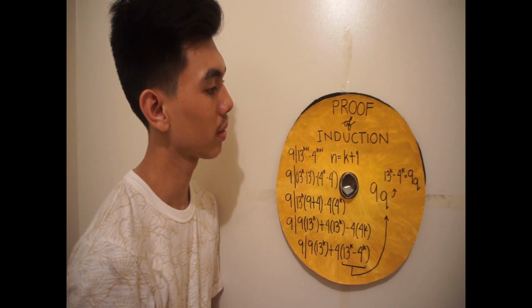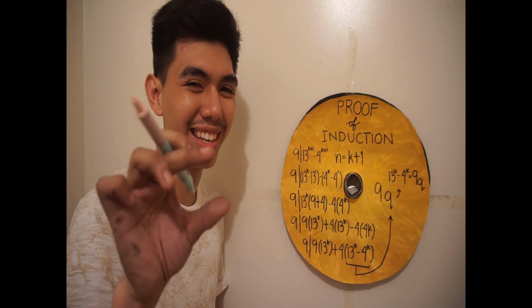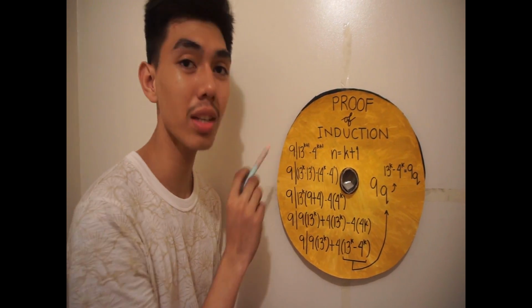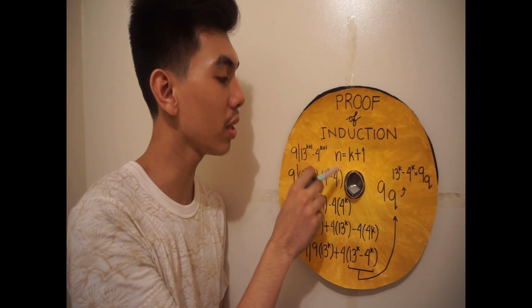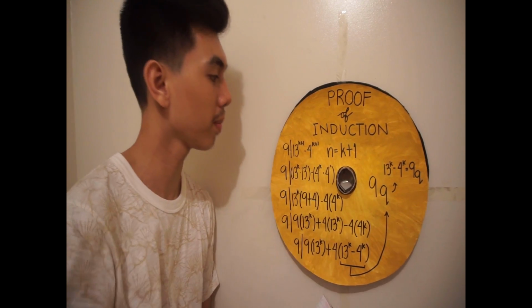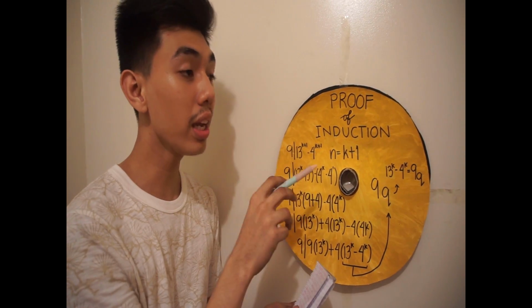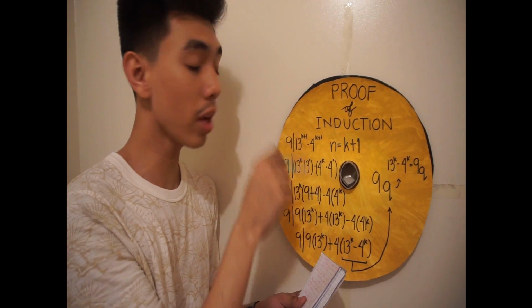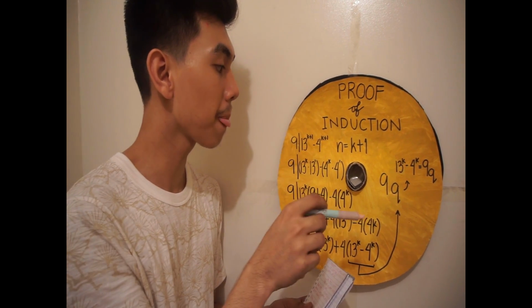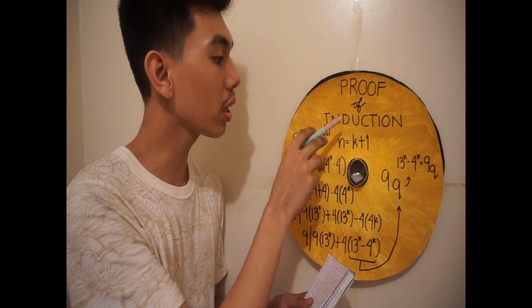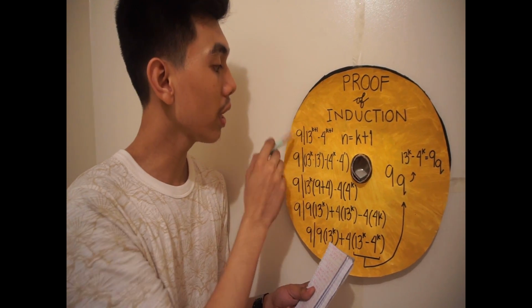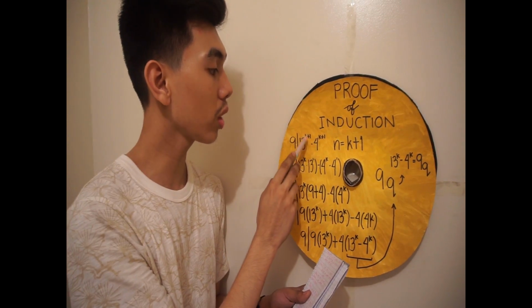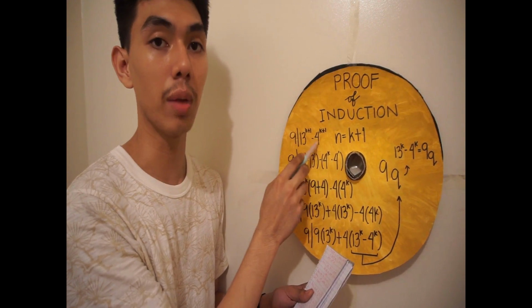Wow, how did you do that? It's easy peasy. Our next step is the proof of induction, where n is substituted by k plus 1. Our given is 9 is divisible by 13 raised to n minus 4 raised to n. Substituting n with k plus 1, the equation will be 9 is divisible by 13 raised to k plus 1 minus 4 raised to k plus 1.